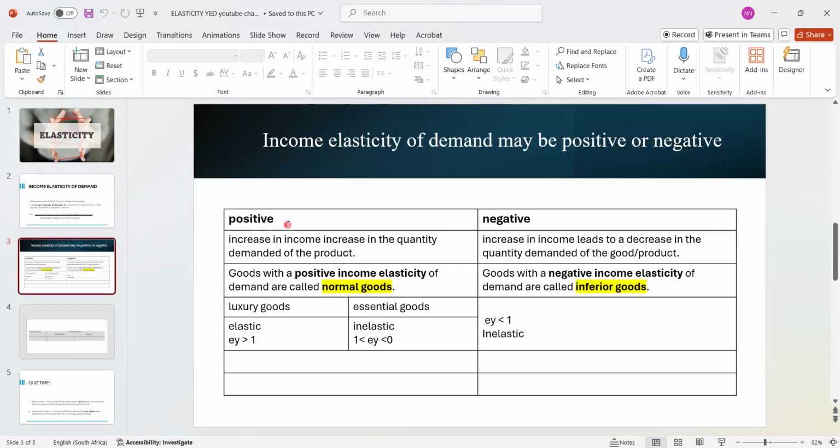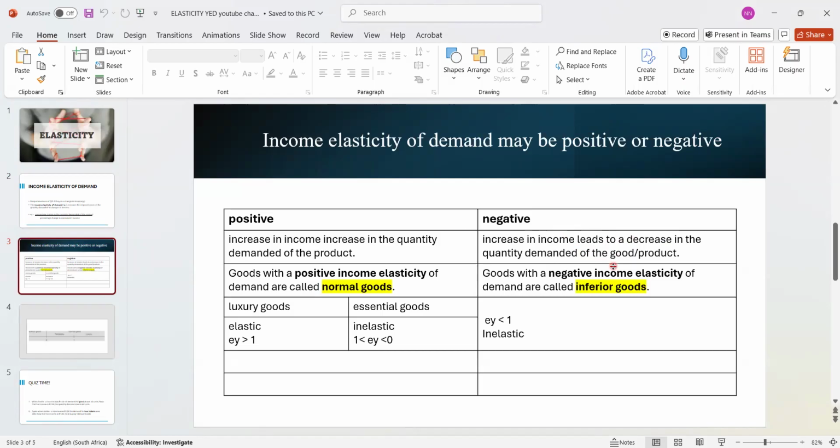So if you get a positive number, it means that good is a normal good. And I've already mentioned that normal goods are those goods that, if there's an increase in income, the quantity demanded of that good also increases. And then you can also get your income elasticity of demand to be negative. If it is negative, it means that is an inferior good. Inferior goods are goods that if there's an increase in income, there would be a decrease in the quantity demanded of that good.